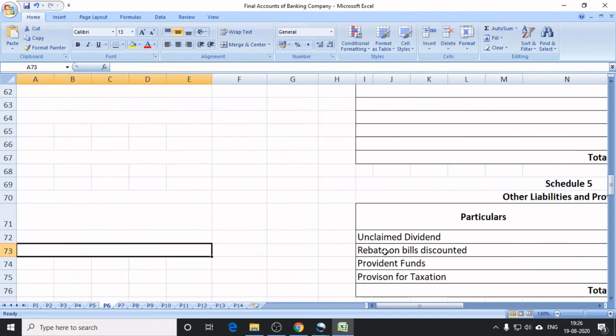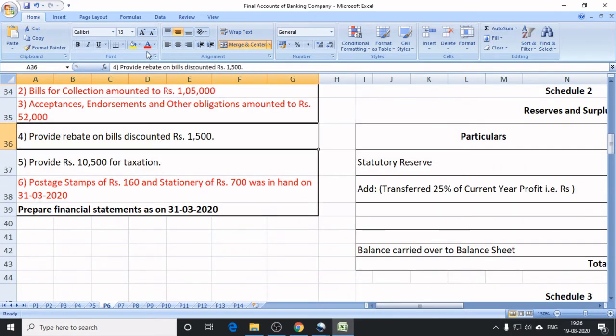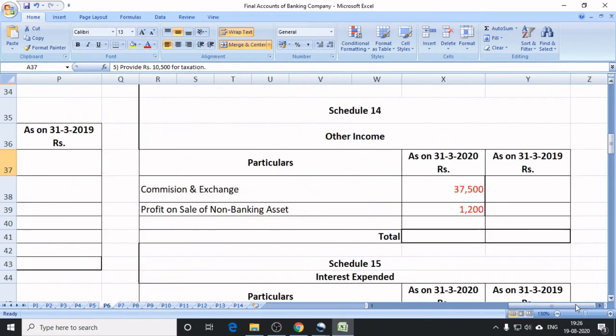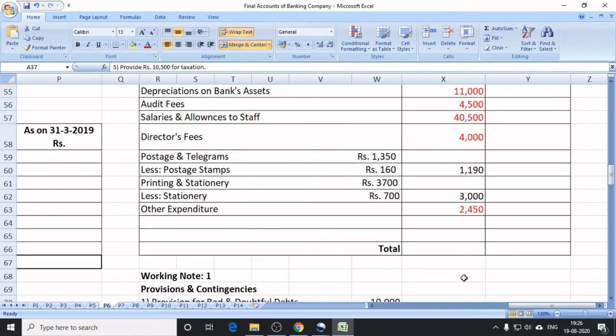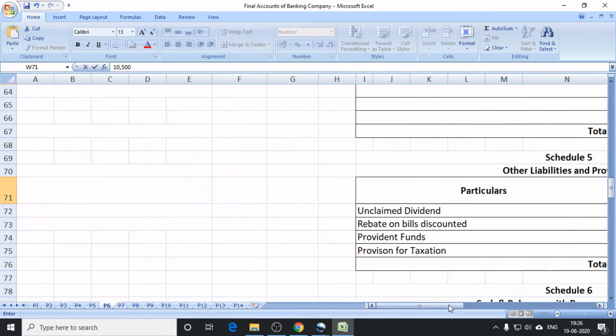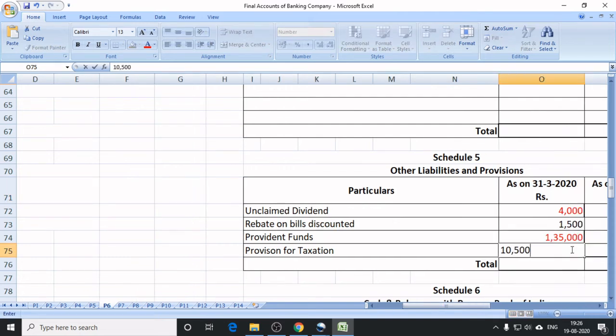Okay, now the next is, we have provided two effects of this adjustment. The next is we have to make a provision for taxation, 10,500. First make a provision here under provisions and contingencies, 10,500. After that show it under schedule number 5, 10,500.